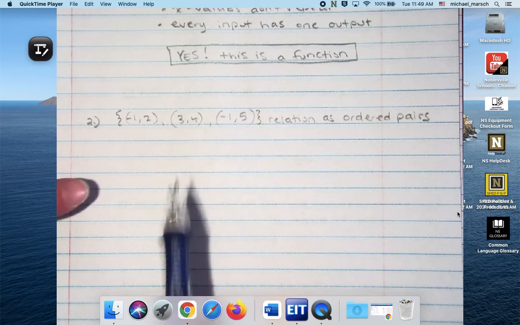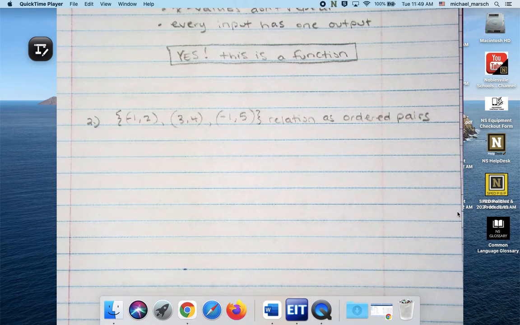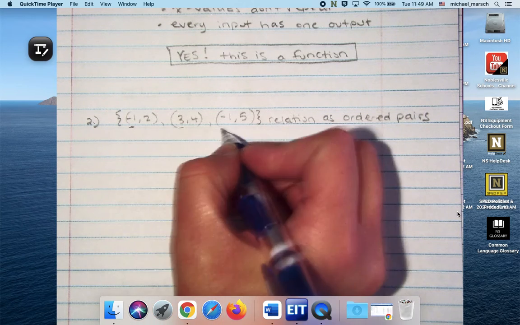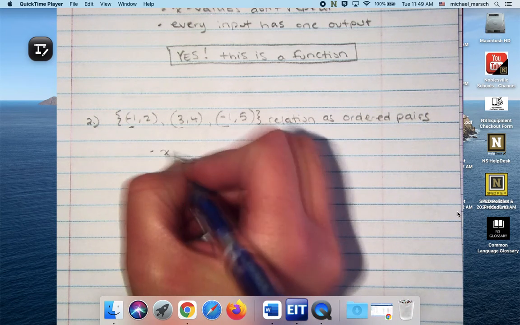So we have another relation as ordered pairs. Remember our vocab, a relation. It's ordered pairs, table of values, mapping. It's not a function. How do you know that, Maggie? Because x values repeat. Yeah, these negative ones repeat.